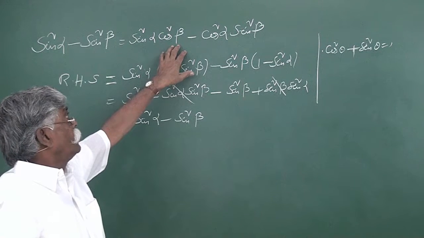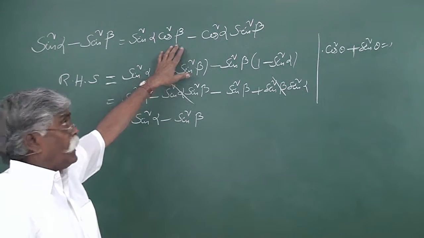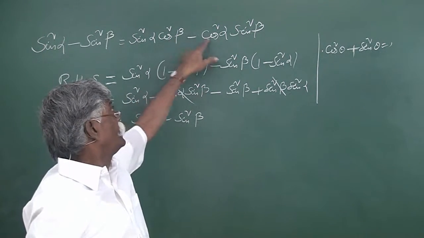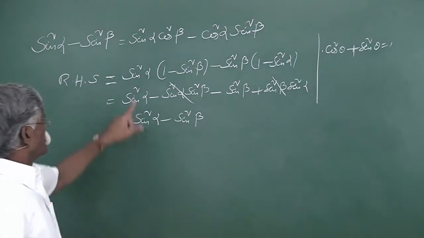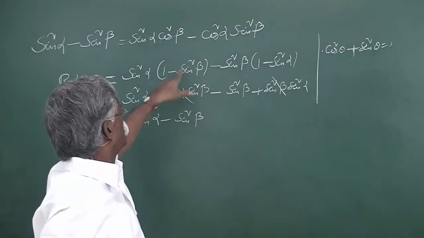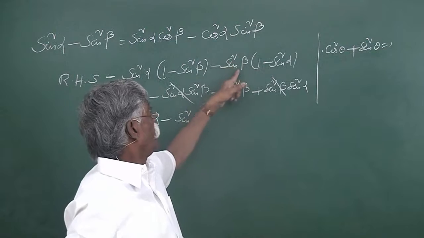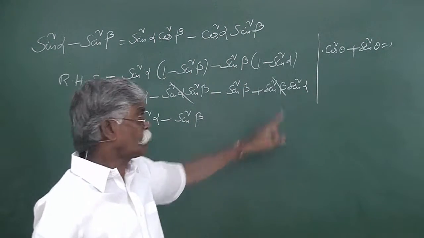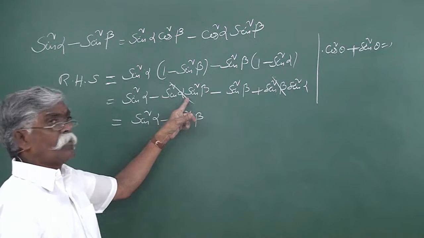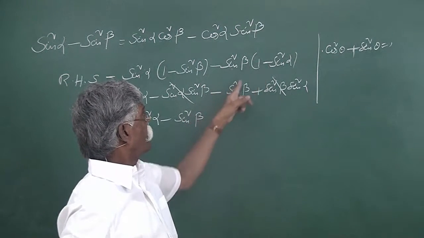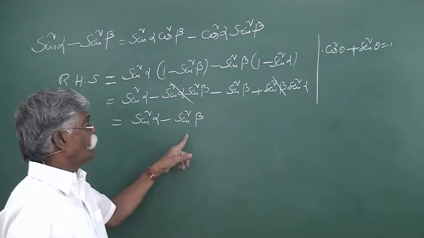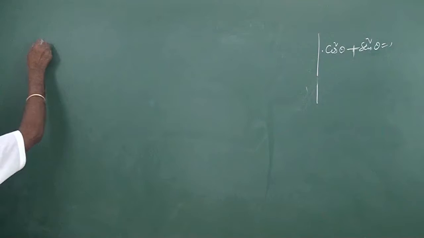In the right hand side, the terms are in terms of sine and cosine. Here only sine. So we have taken RHS and changed these two cosine terms. So sine square alpha into cos square beta, according to this formula, can be written as 1 minus sine square beta minus sine square beta into 1 minus sine square alpha. Now when we multiply this, sine square alpha minus sine square alpha into sine square beta minus sine square beta into 1, minus into minus plus, these two get cancelled and we are left with sine square alpha minus sine square beta.